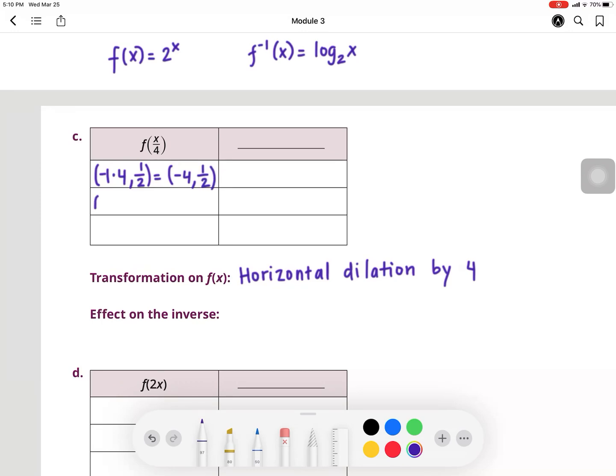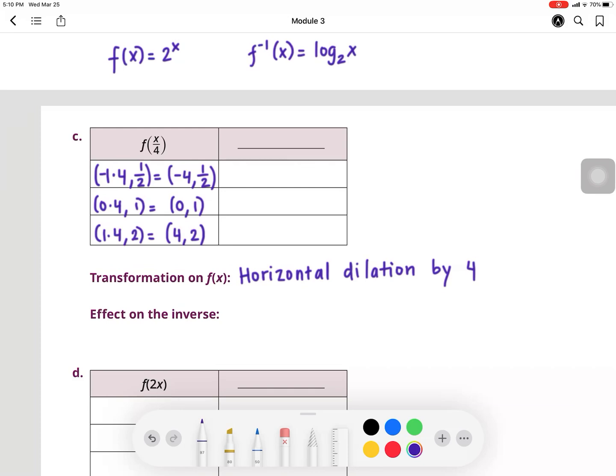The next point would be 0, 1. So same thing, take 0, multiply it by 4, leave the 1 alone, so that'll be 0, 1, and then 1 times 4, that'll be 4, 2.